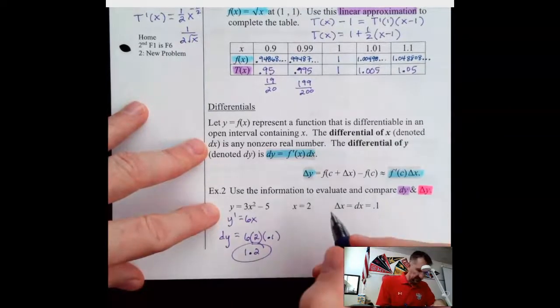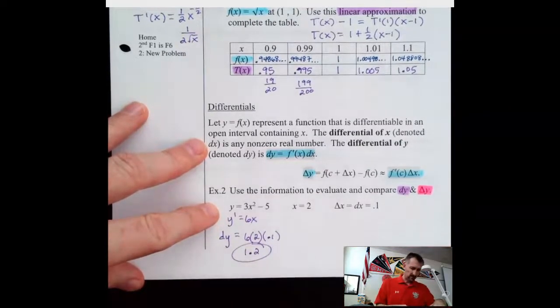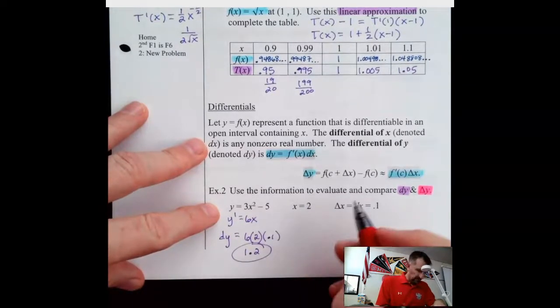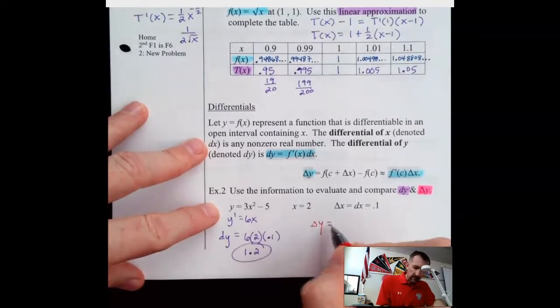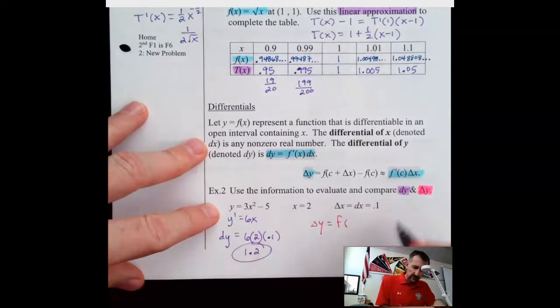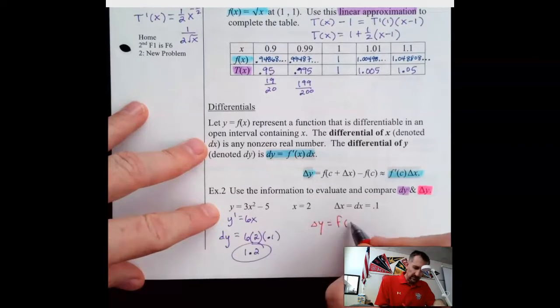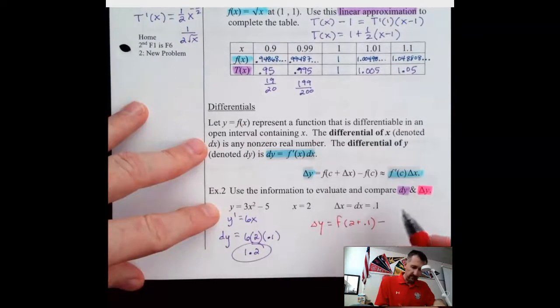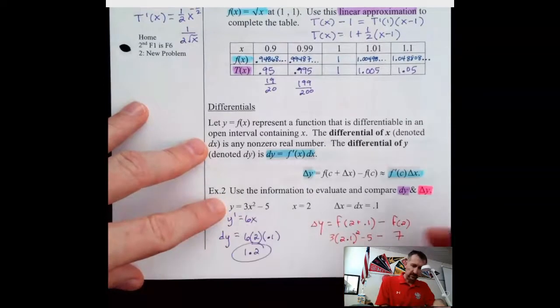Now, if we look at the change in y, that's going to be this, which is f of 2 plus the delta x, which is 0.1, minus f of 2. Okay, so this is going to be 3 times 2.1 squared minus 5, minus 7, because we would have 3 times 2 squared minus 5.